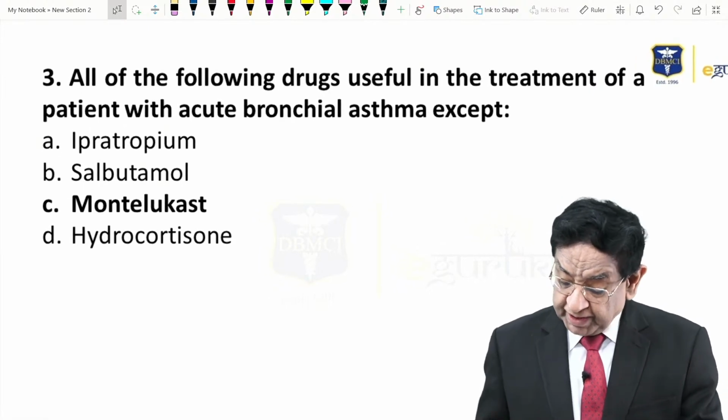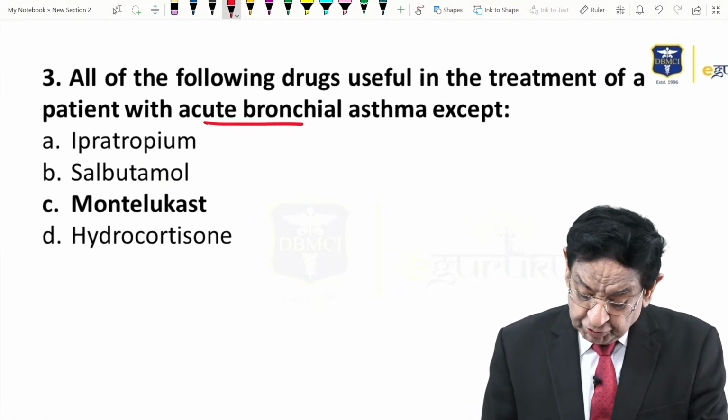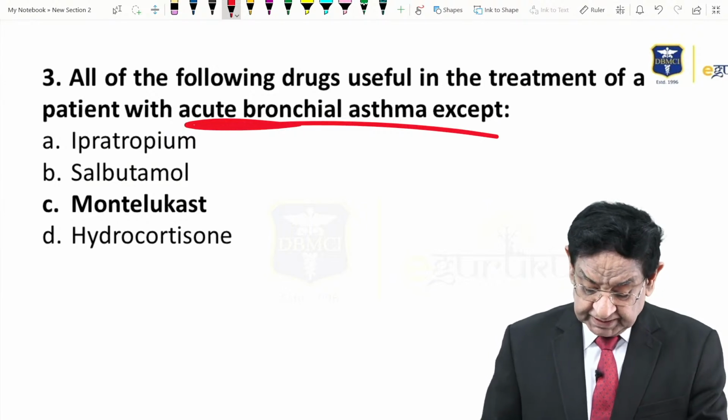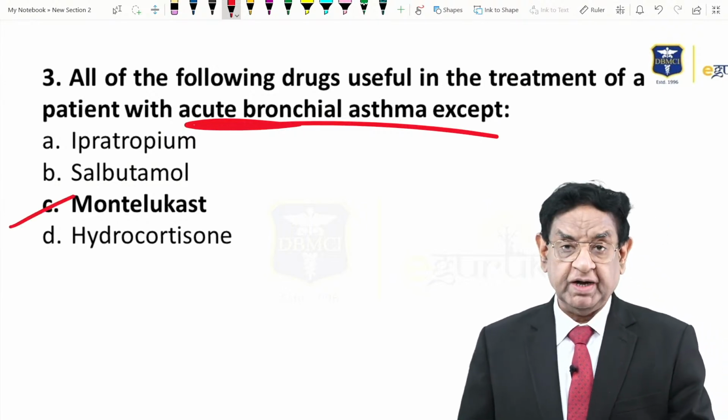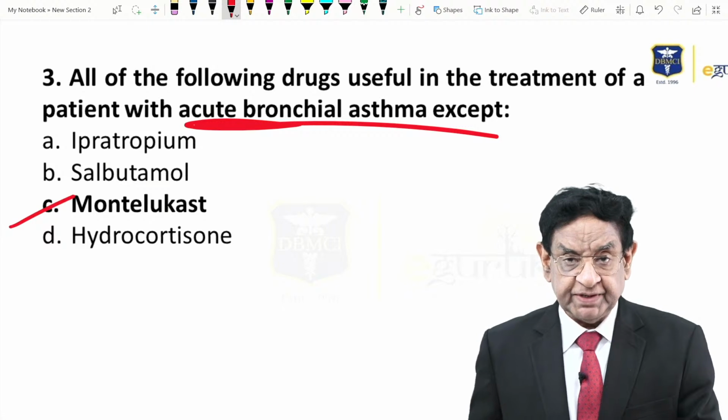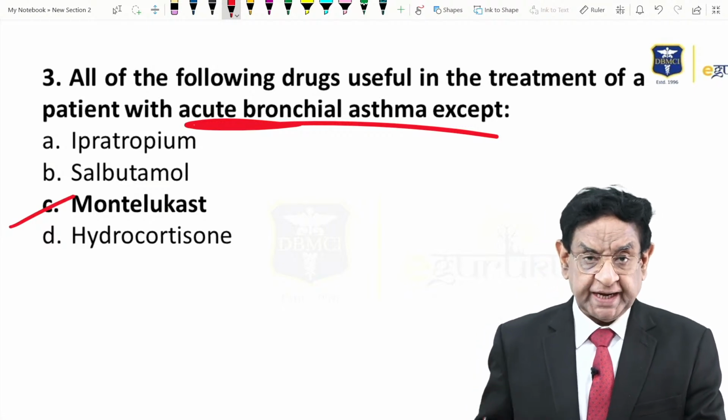Well, all the following are useful in the treatment of patients with acute bronchial asthma except. The answer is Montelukast. This is the drug that we do not use in an acute attack.